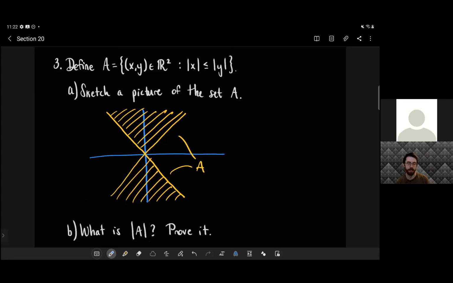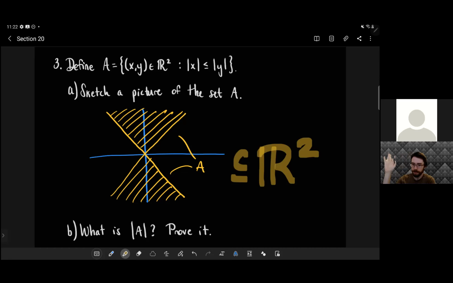So what is the cardinality? This one should come to you almost instantly. Once you draw the picture, you shouldn't have to think about it anymore. The reason being, it's a subset of R2. Okay, so we're thinking subset of R2. Well, R2 has the same cardinality as R. So upper limit, my cardinality is the continuum, right? The cardinality of R. Lower limit, well, check it out.